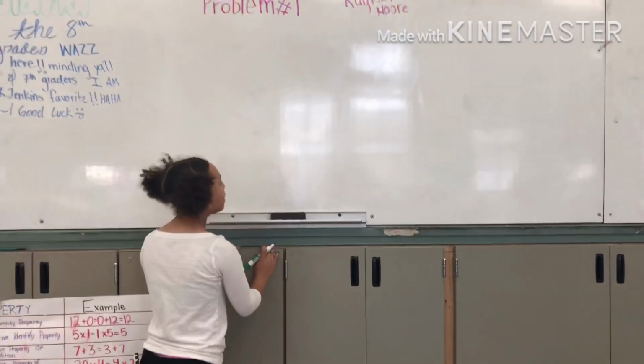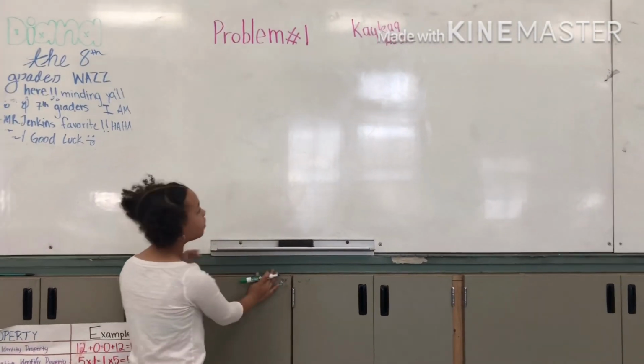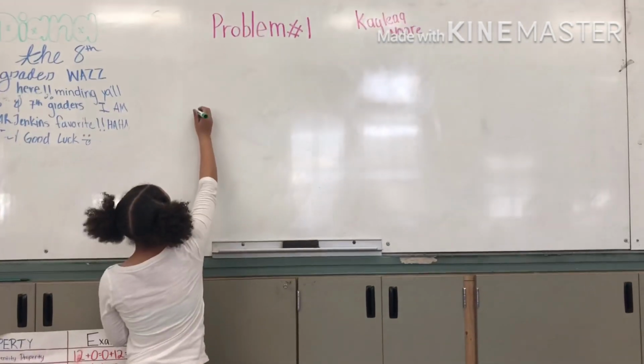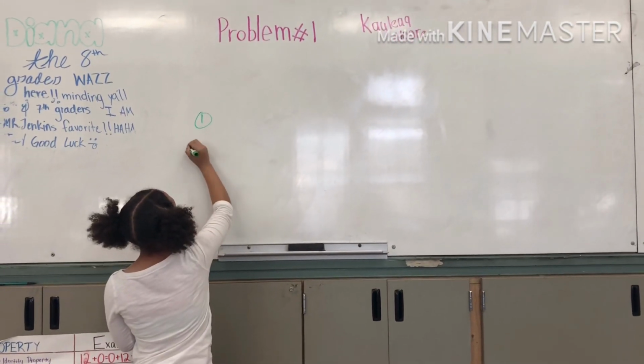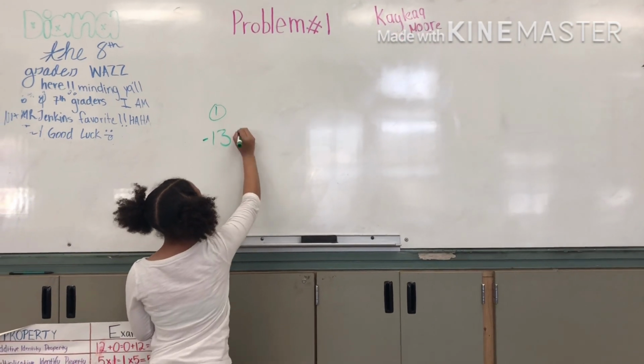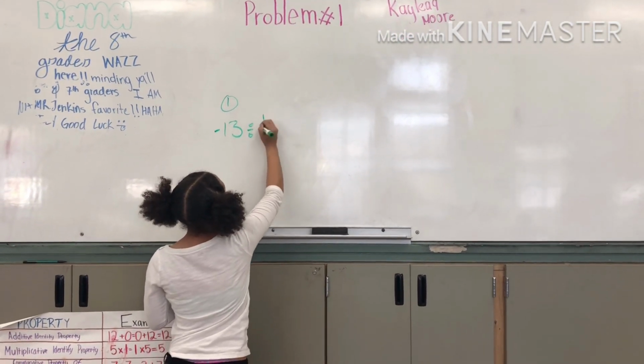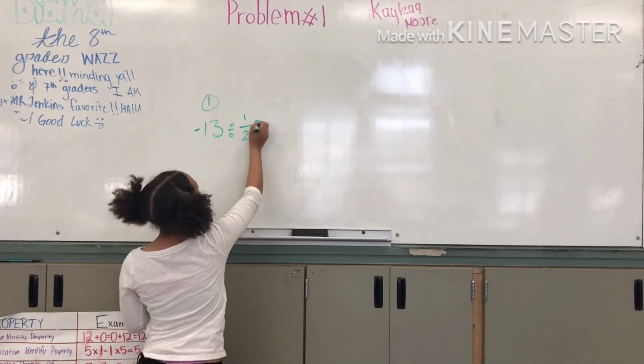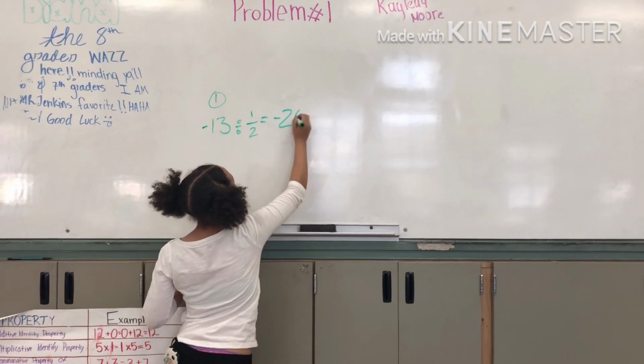For this problem, we are going to have to find 5 integers whose product is less than 0 and whose sum is negative 26. One way we can do this is negative 13 divided by 1/2, or negative 13 divided by 0 and 5/10. This would give us negative 26.